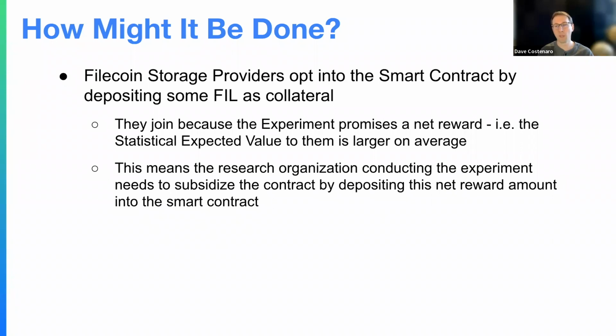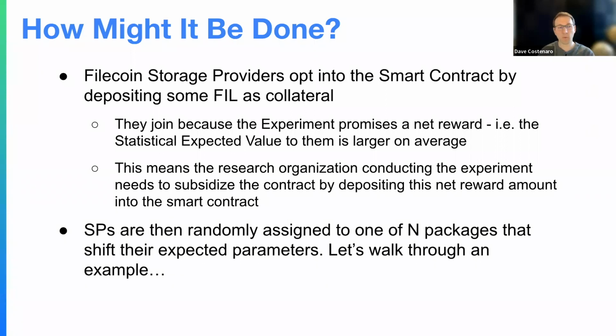What this means is the research organization conducting the experiment would need to subsidize that smart contract by depositing that net reward amount into the smart contract beforehand. Storage providers, the Filecoin miners, are then randomly assigned to one of N packages that shift those expected parameters around. So let's walk through an example.